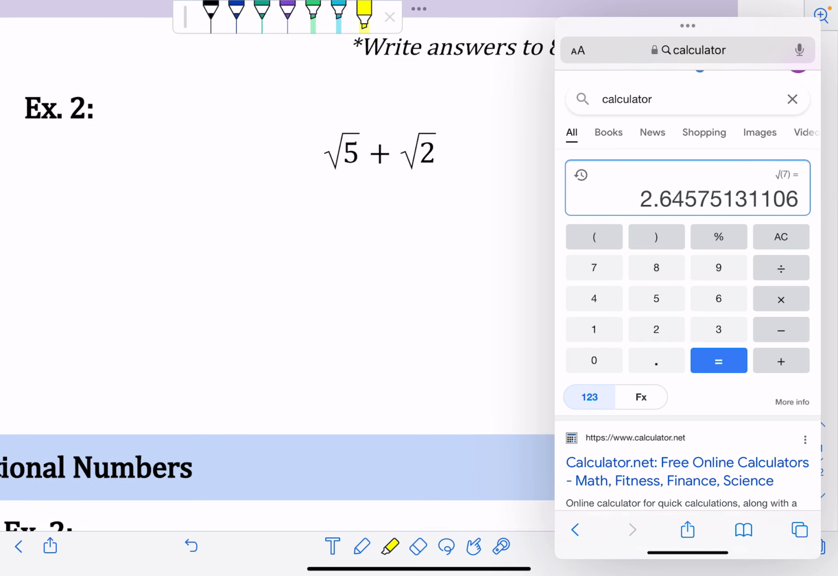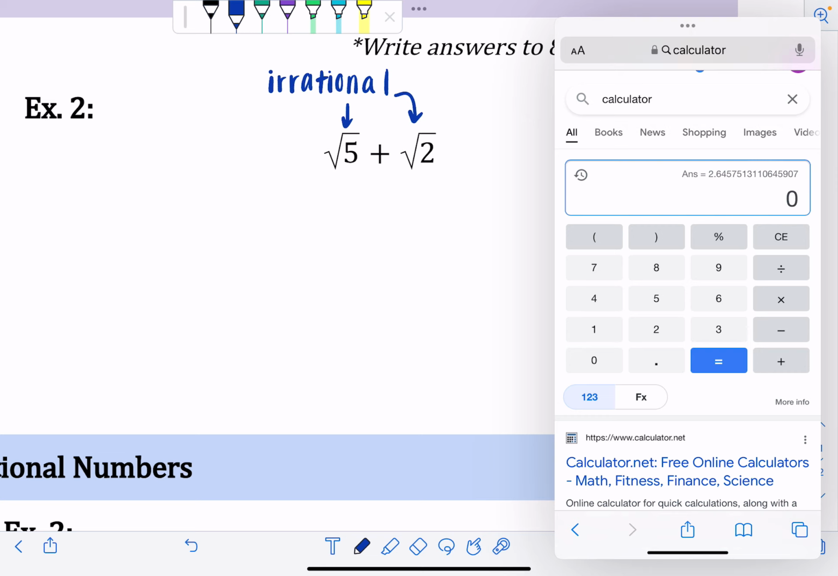So the square root of 5 plus the square root of 2, let's identify what's irrational and what's rational, if anything. So for the square root of 5, it can't be simplified, 5 is not a perfect square, so that one's irrational. And then the square root of 2 is also irrational because I can't take the square root of 2 either without getting a decimal that goes on forever, aka an irrational number.